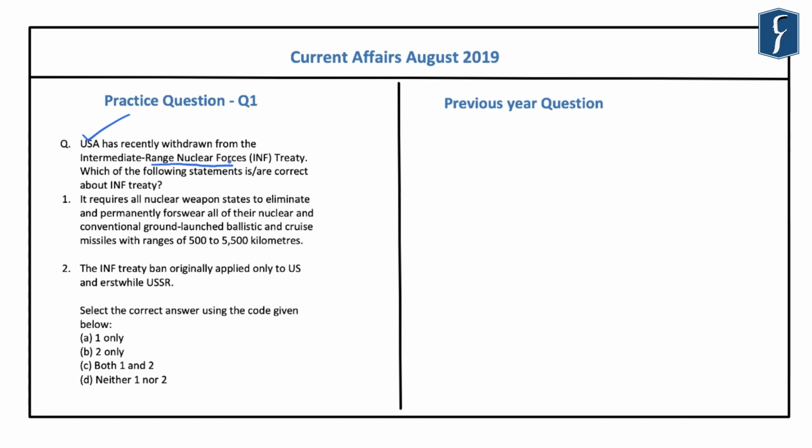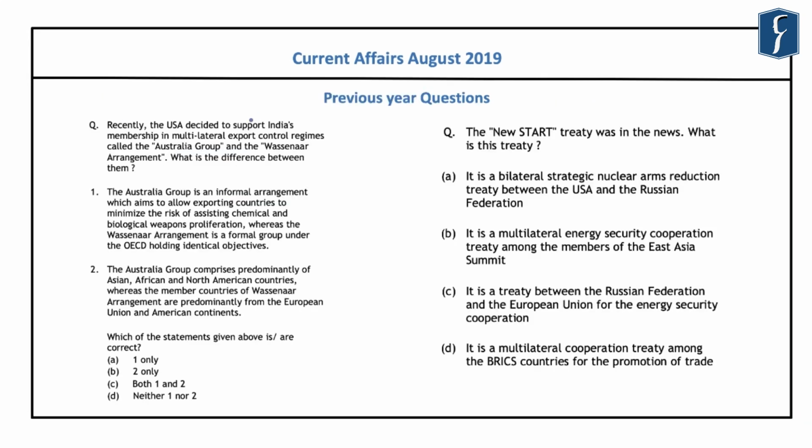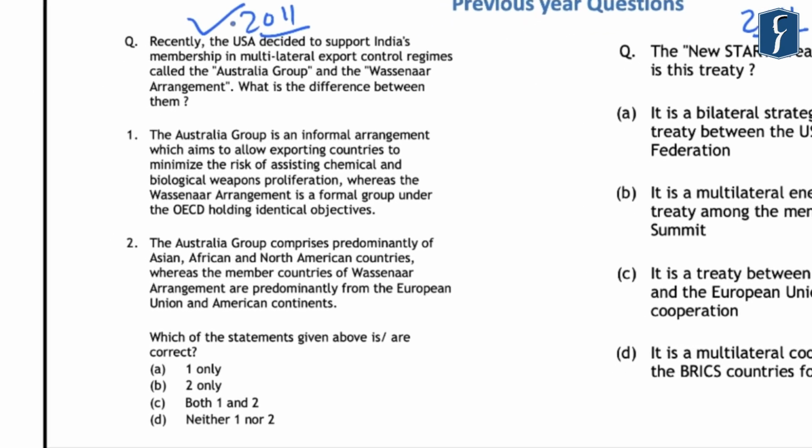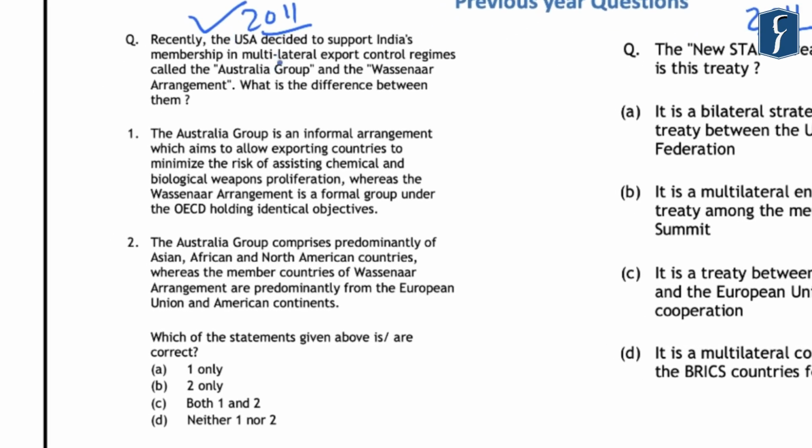So before discussing this question, let us look at the way in which UPSC has asked questions in the previous year's preliminary examinations related to such kinds of treaties that were in news. So if you look at these two questions, these were asked in the year 2011 and they were asked in these years because they were in news in those years. For example, this question that was asked in 2011 was related to the USA's support for India's membership in the multilateral export control regimes called the Australia Group and the Wassenaar Agreement.